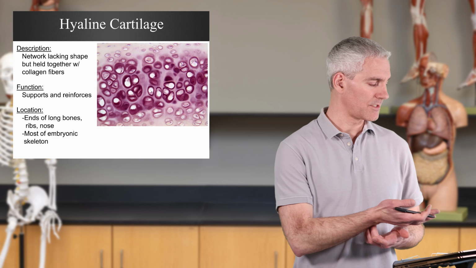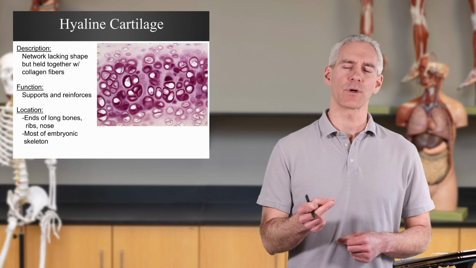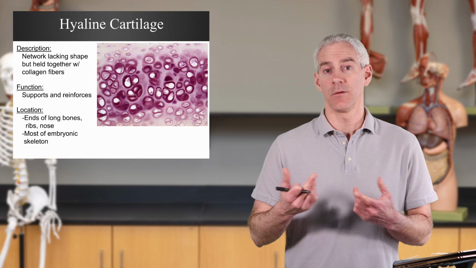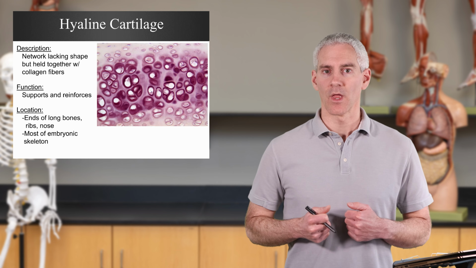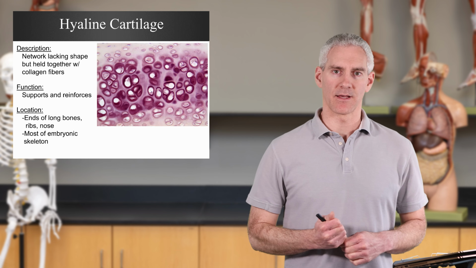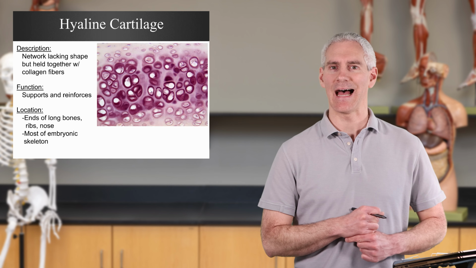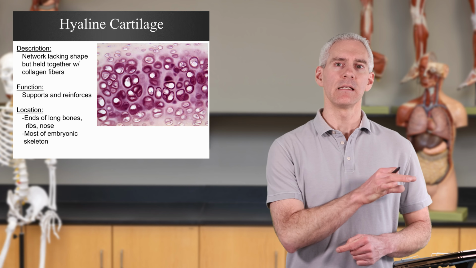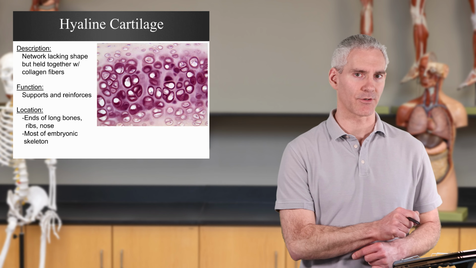What's its function? What's it doing? Supports and reinforces. So supporting and reinforcing. Makes sense because you are supporting the ribs to the sternum, supporting the joints as they come together. So it supports and reinforces. This is your hyaline cartilage. Now notice the histology here. Again, no fibers in the matrix.